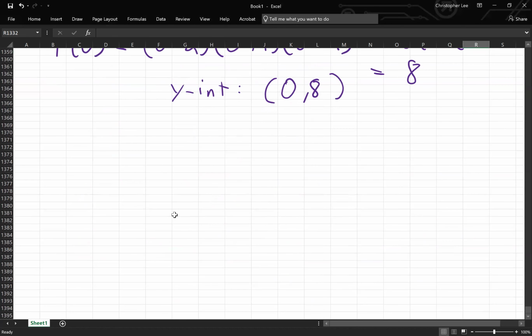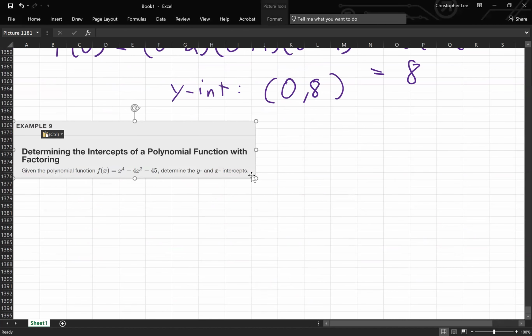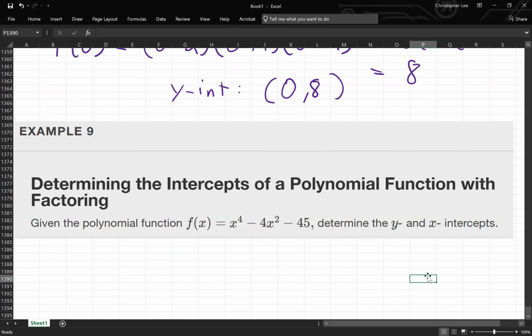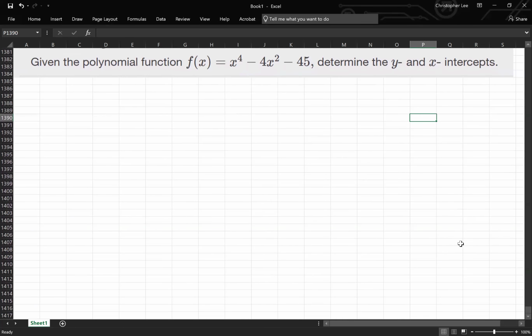Not asking you to graph it, just asking you to find the intercepts. All right, talk to me now. How do we do this? Same thing. I want the x-intercepts, I want the y-intercept. I have f of x is equal to x to the 4th power minus 4x squared minus 45. You want to do the x-intercepts first? All right, let's do that. So x-intercepts: 0 equals x to the 4th minus 4x squared minus 45.